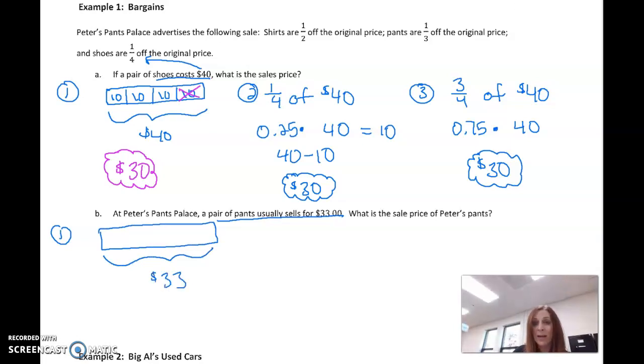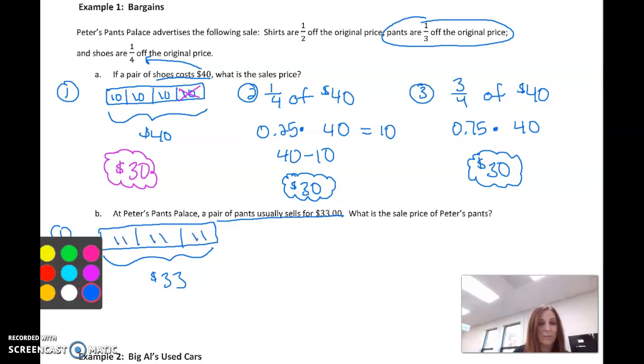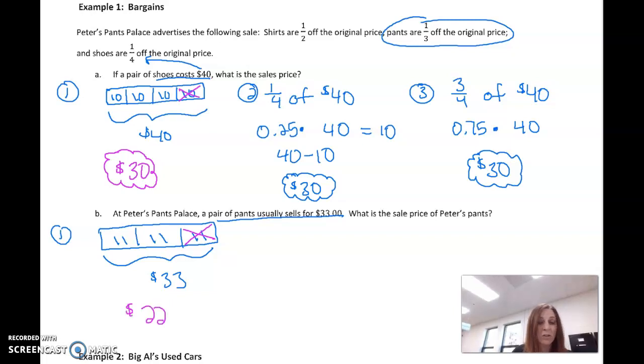Now, if we go up here to the pants, pants are 1/3 off the original price. So if I break this up into thirds, and I went 33 and divided by 3, each one of these sections would be worth 11. So if I'm taking 1/3 off of that, I'm going to get rid of this, and you can see I'm left with 11 plus 11, or 2 times 11, which is $22.